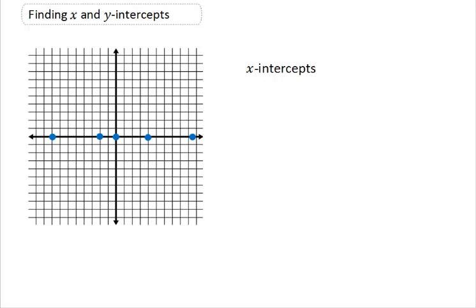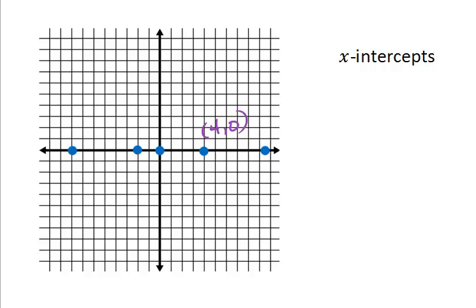Starting with the x-intercepts. I have lots of blue dots on my graph here, and these are all x-intercepts. I'd like you to pause the video and write down the ordered pairs of all of those blue dots and see if you notice what they have in common. What you should have noticed is that the y value that goes with all of those points is 0. This ordered pair here is 4, 0. This one here is negative 8, 0. Our middle ordered pair, the origin, is 0, 0.